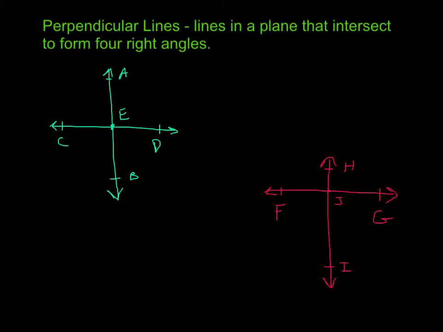Our next ones here are perpendicular lines. Perpendicular lines are lines in a plane that intersect to form four right angles. So perpendicular lines form four right angles. So once again, if I took my pen here, I could draw a box. I could draw a square if my pen would actually work to draw a square, and I would have four right angles.